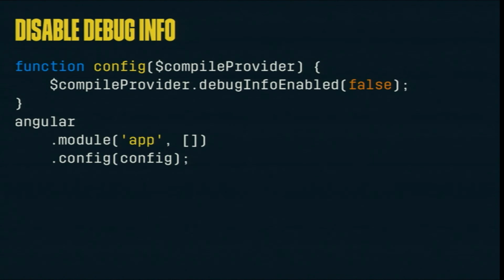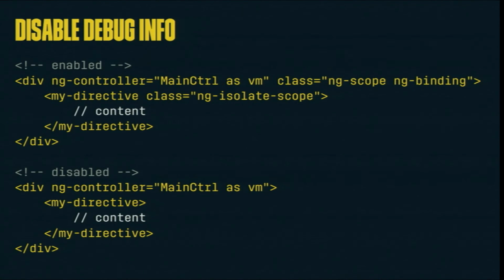So what does this do? When it's enabled, you've obviously been inspecting elements. You see all these bindings that Angular binds to it. So you get all this ng-scope class, ng-binding, ng-isolate-scope on the my-directive example. And then when you disable it, you can see in the next code chunk, there's none of these classes.